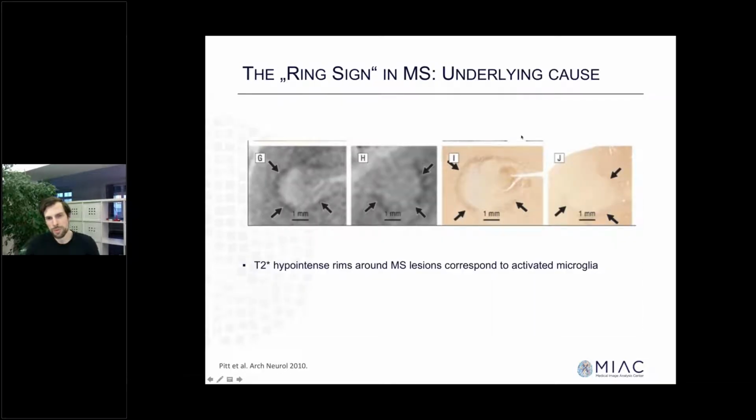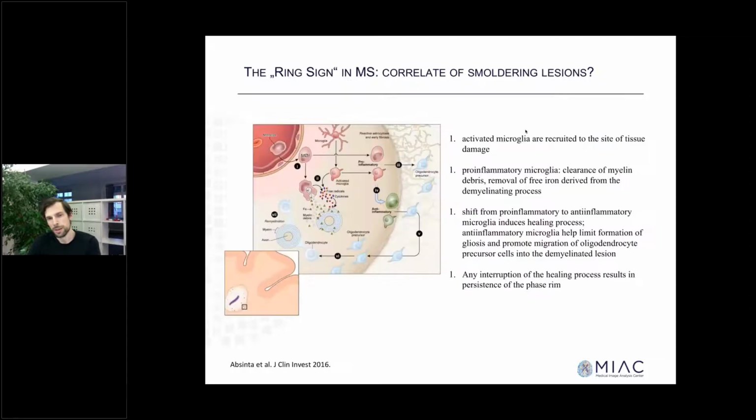These rims are not present at the edge of each lesion, and it's not visible in every MS patient. So what is special about these rims? Early studies have shown that these rims correspond to iron-rich activated microglia. And the question now arises, where does the iron come from?